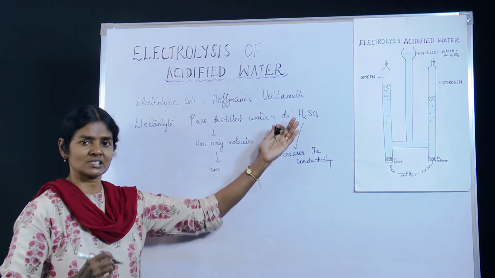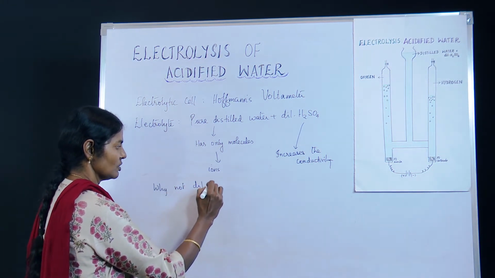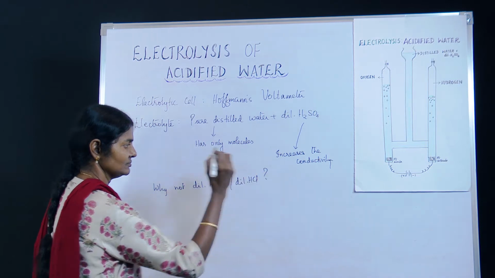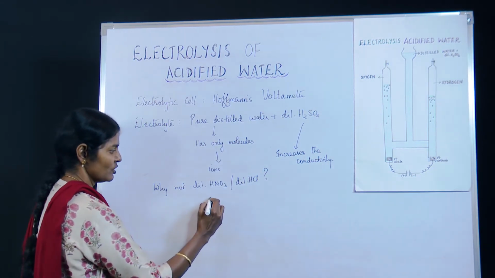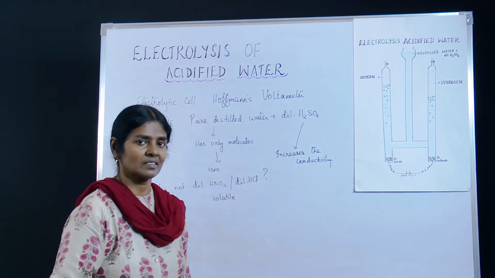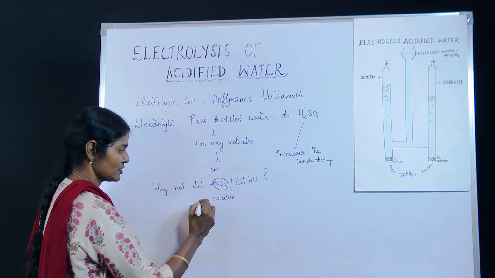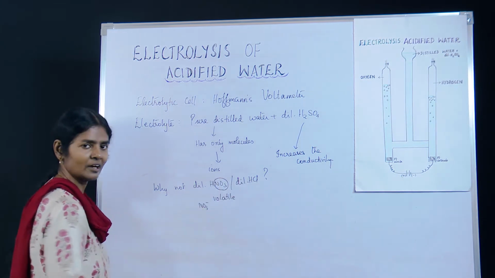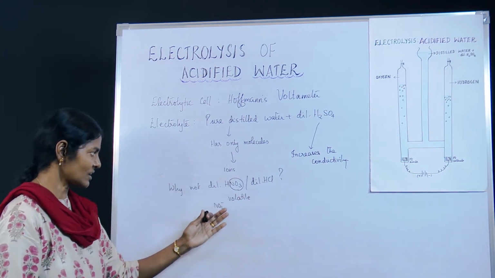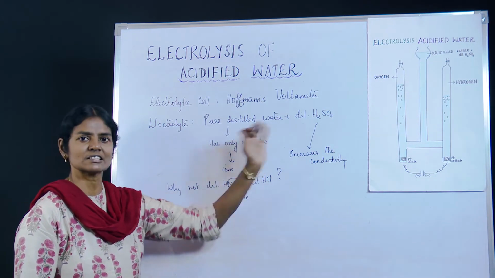Okay, then the next question comes: why not dilute nitric acid or dilute hydrochloric acid? That's the next question. These two are volatile, which means they will evaporate faster, they will react faster, they will interfere with the reaction. So they break down into nitrate ion or chloride ion in this case, and they tend to interfere with the electrolytic process. So we can't add dilute nitric acid or dilute hydrochloric acid, but we add only dilute sulfuric acid.